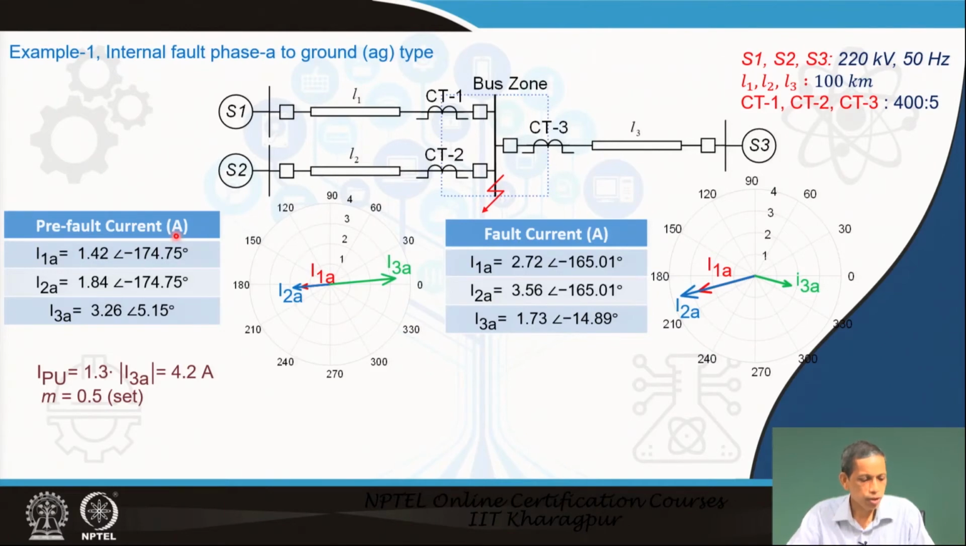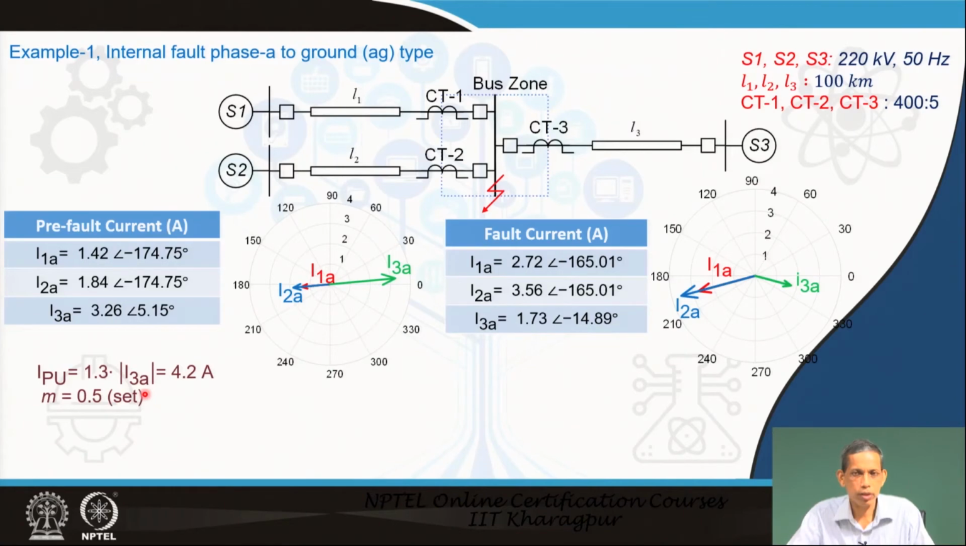In the pre-fault condition we have I1A, I2A and I3A, the 3 line currents in phase A. If you apply KCL, the phasor diagram shows that the sum will be 0.